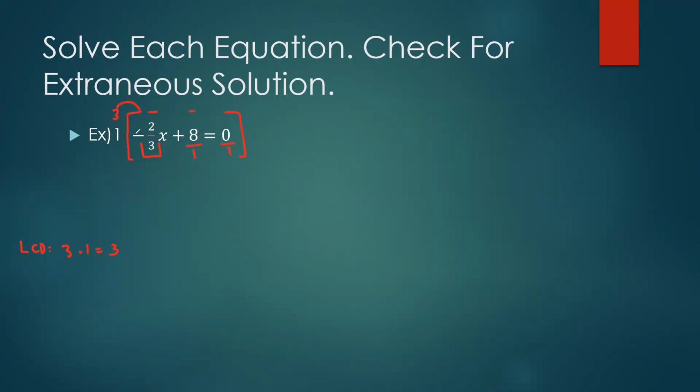So 3 times negative 2/3 x. The 3's are the same on the top and bottom, so that's how I like to think of it. If you get confused, just write it out: 3 times negative 2/3 x. See how the 3's are the same on the top and bottom? They cancel, so you're just left with negative 2x. Now you have to do it to all sides, so 3 times 8 is 24, and 3 times 0 is 0.